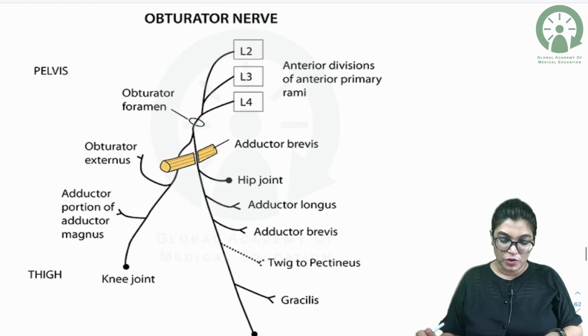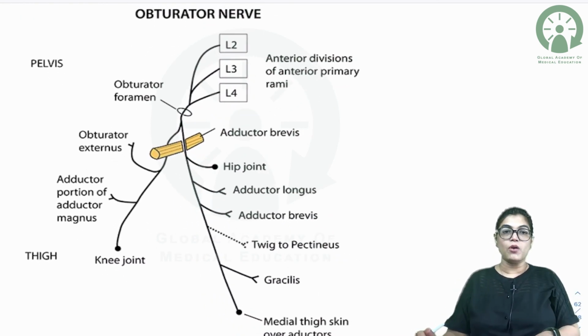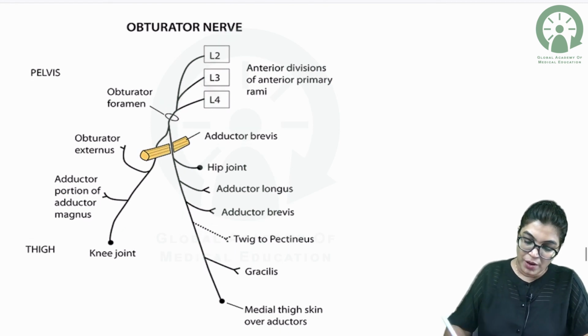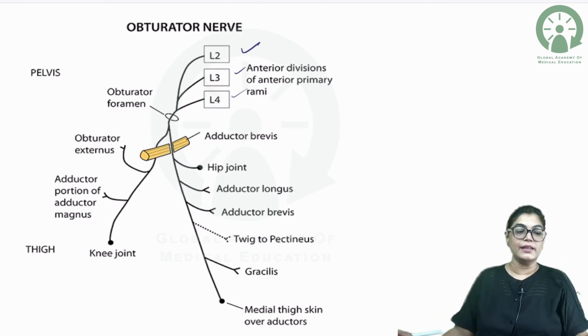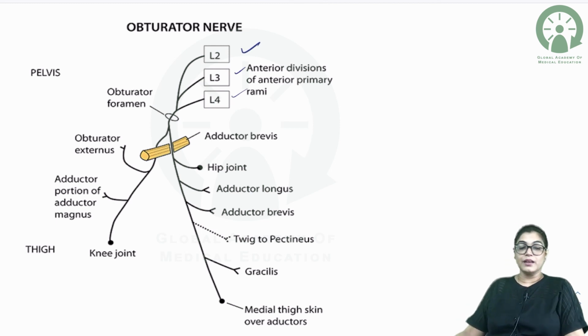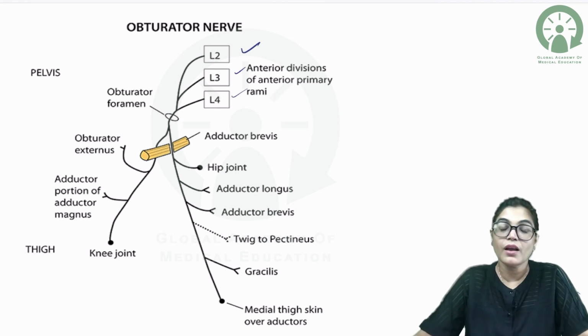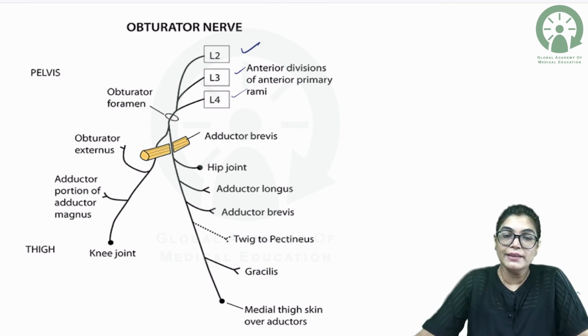When I talk about obturator nerve, what you can appreciate, the obturator nerve is also formed by the anterior rami of L2, L3 and L4. But the difference is that femoral nerve was formed from the dorsal division of the anterior rami of L2, L3, L4, but obturator nerve is formed from anterior division of anterior rami of L2, L3 and L4.